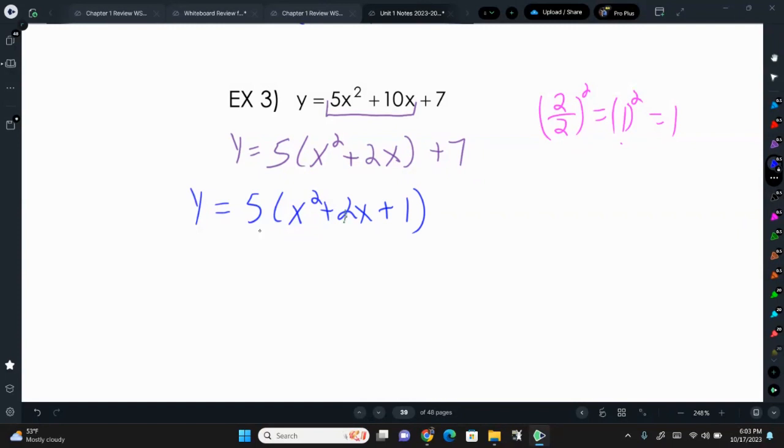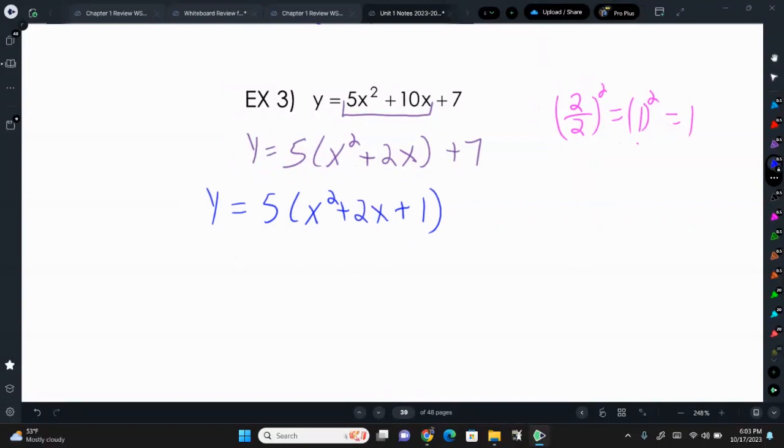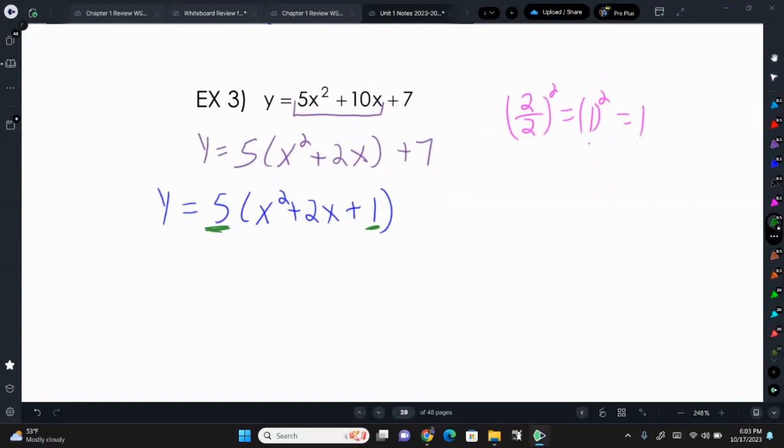Now, since I'm adding that 1 inside the parenthesis, what I am really adding to the problem is 1 times 5, because that 5 was factored out. So I really added 5 to this side.